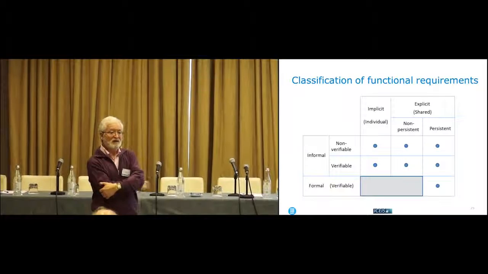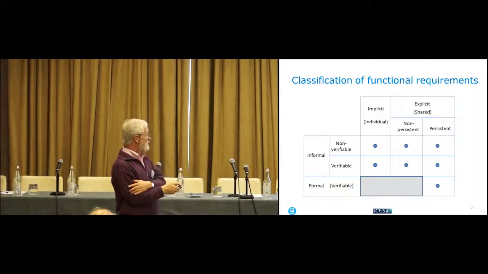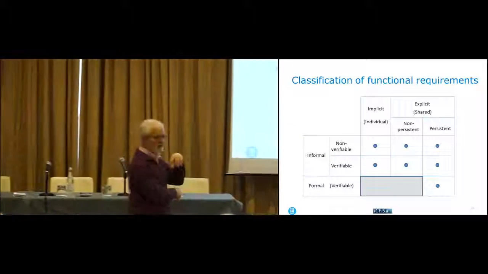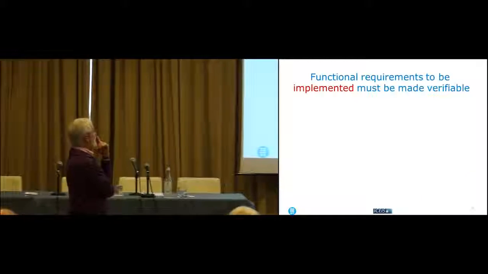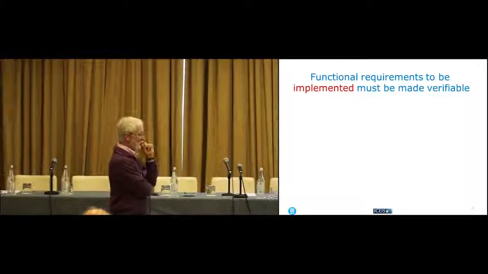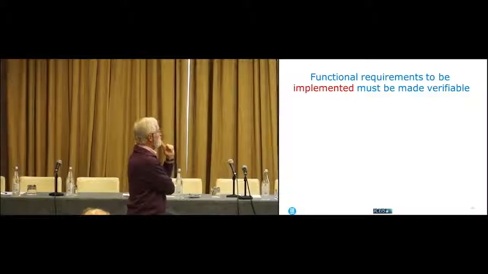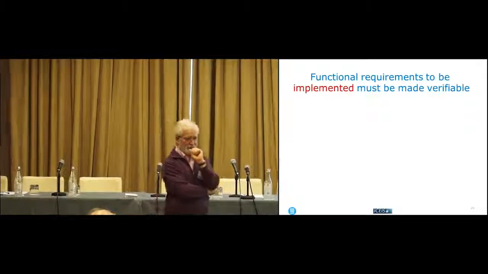They may change. In one moment, one requirement may be here, and later on may be here or here. It may change. But at any point of time, our requirements, our functional requirements, are in one of these 7 cells. So now, a couple of considerations, important ones. First, functional requirements to be implemented must be made verifiable.